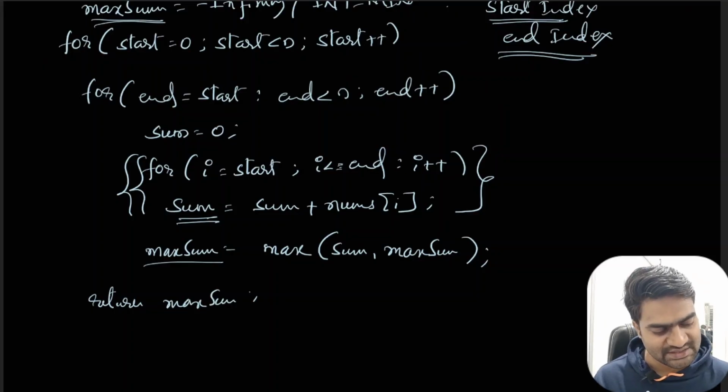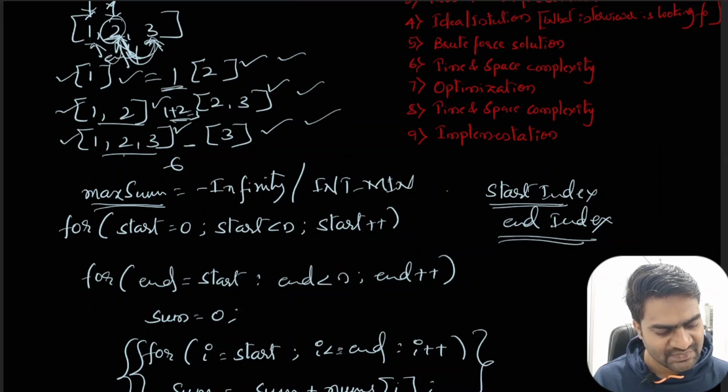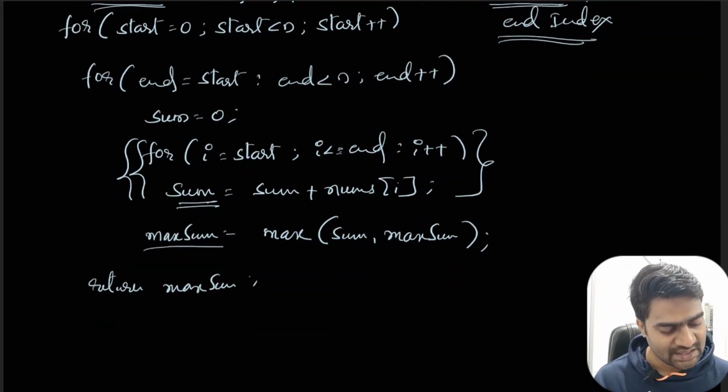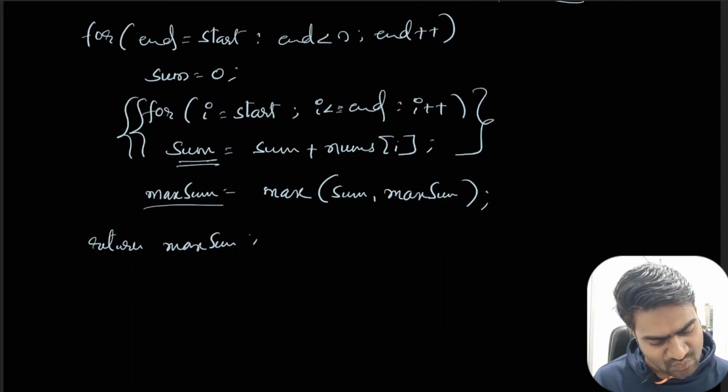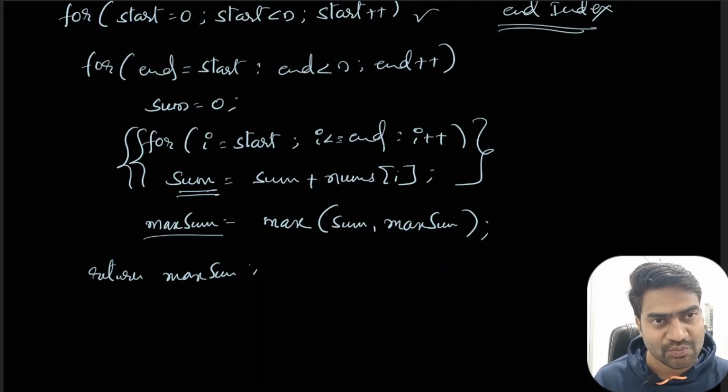Okay, so this gives us the maximum value. Basically what we did, we generated all possible subarrays, then we found the sum of each subarray, and then we took the maximum out of all the sums. This way we were able to get the maximum sum. Now what is the time complexity here? So if you see, there is this particular loop which runs for n times, this particular loop almost runs for n times, and there is this particular loop which runs almost close to n times.